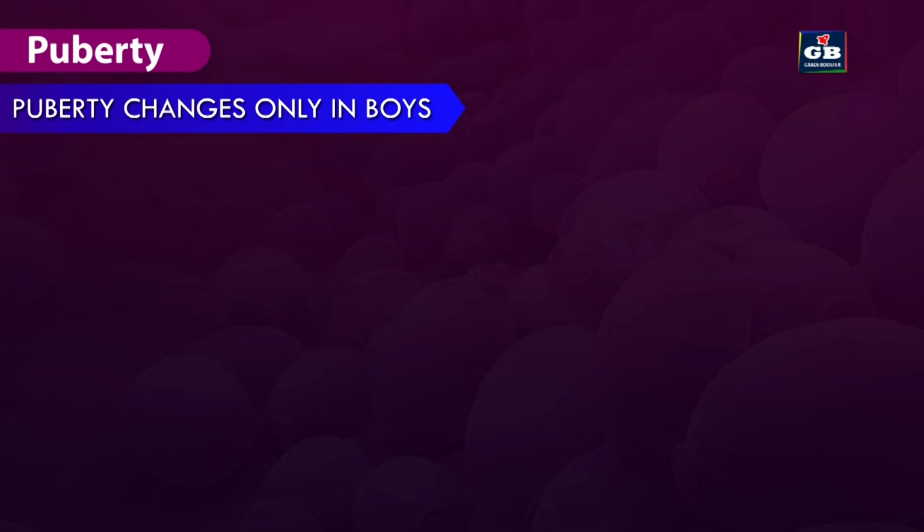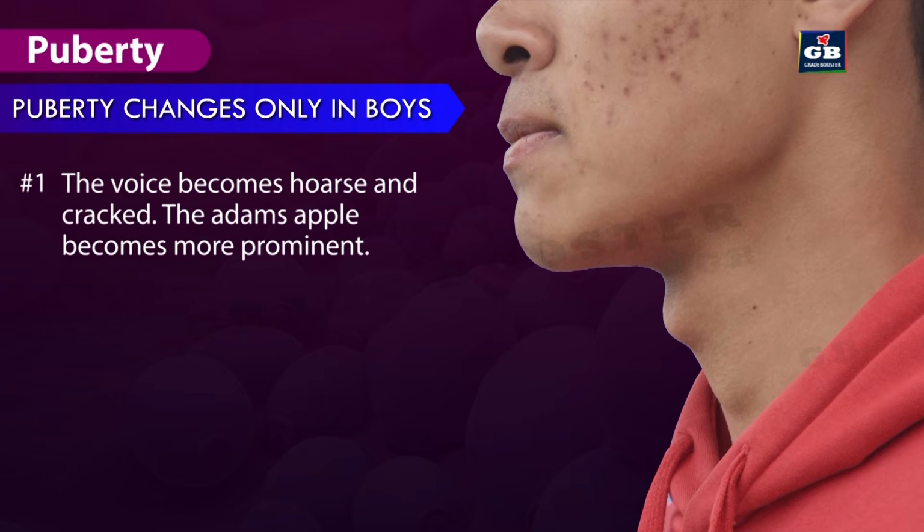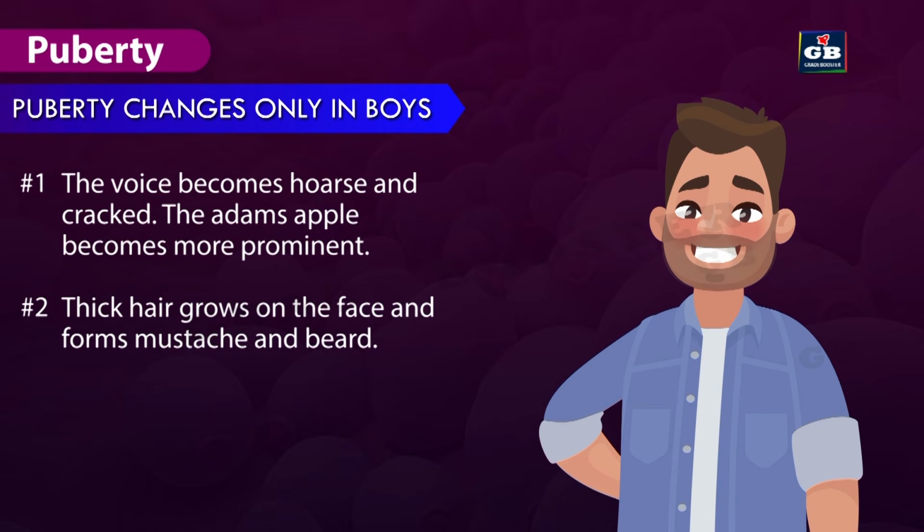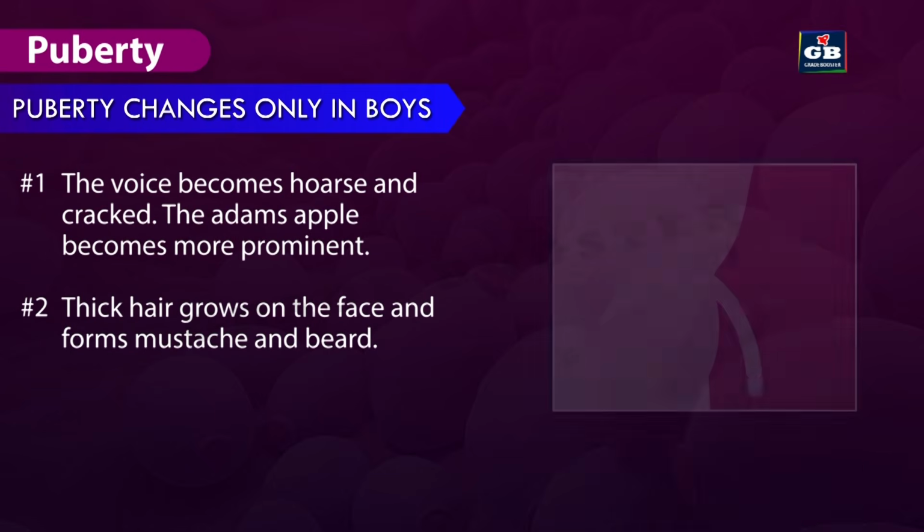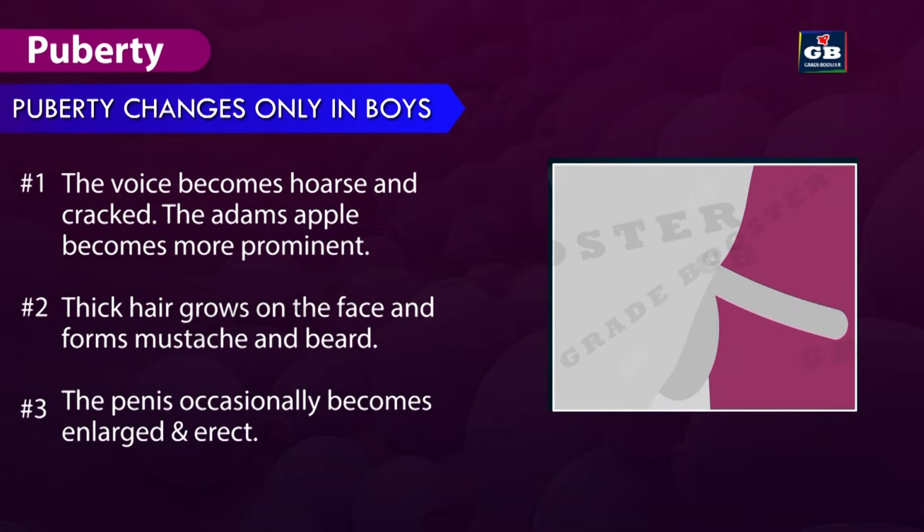Changes that take place only in boys during puberty. 1. The voice becomes hoarse and cracked. The Adam's apple becomes more prominent. 2. Thick hair grows on the face and forms a mustache and beard. 3. The penis occasionally becomes enlarged and erect.